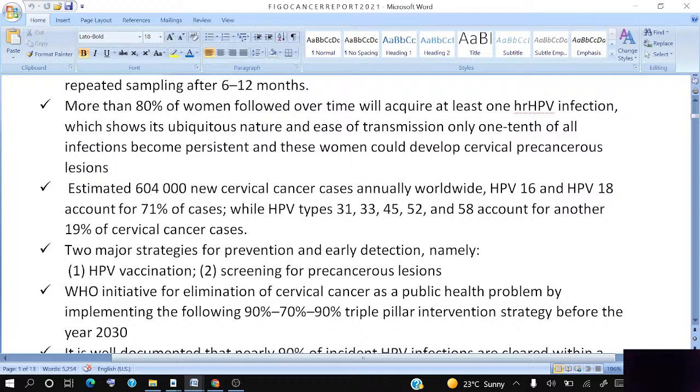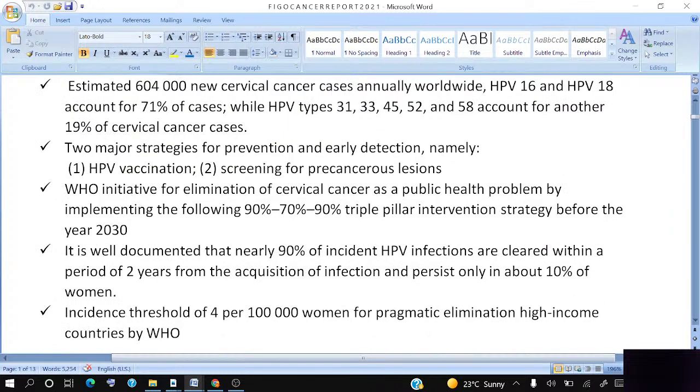Here are the two major strategies for prevention and early detection, namely HPV vaccination and screening for precancerous lesions. The WHO initiated the elimination of cervical cancer as a public health problem, followed by the 90-70-90 strategy. This is the triple pillar intervention strategy, from the year 2030. It means 90, then 70, then again 90.